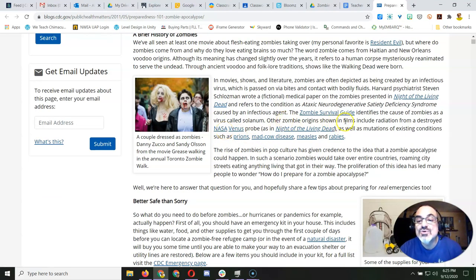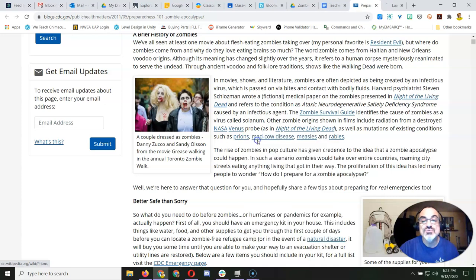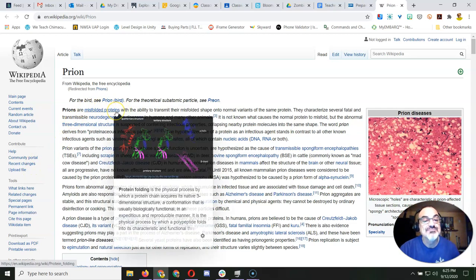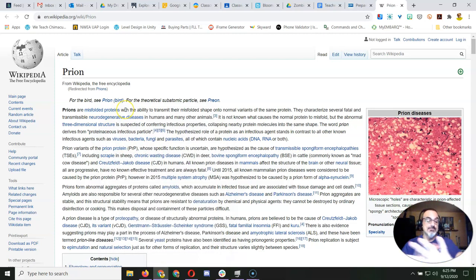Other zombie origins shown in films include radiation from a destroyed NASA Venus probe, as in Night of the Living Dead, as well as mutations of existing conditions such as prions, mad cow disease, measles, and rabies. Now, these are real. So you can read on Wikipedia what a prion is. And it says here they are misfolded proteins. See there? And remember, meat and things like our hair, our skin, our organs, are all made out of proteins. So proteins are very important for our development.